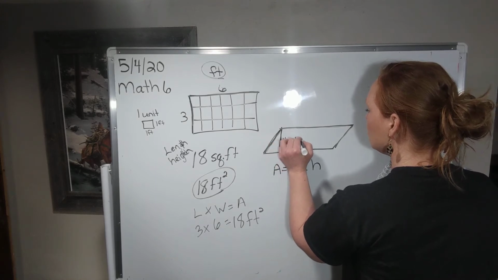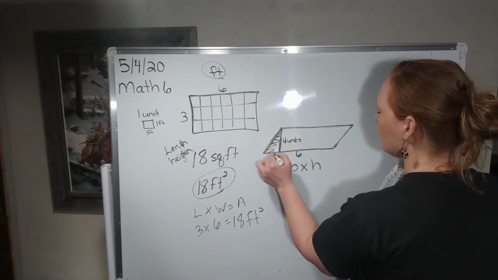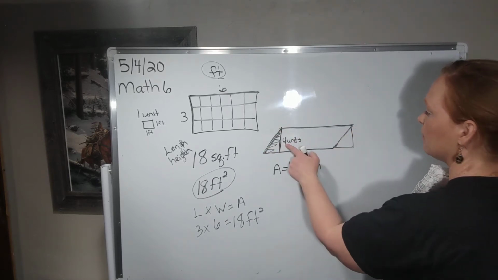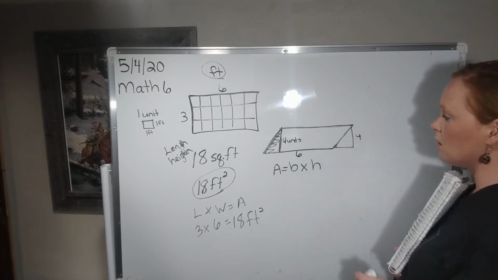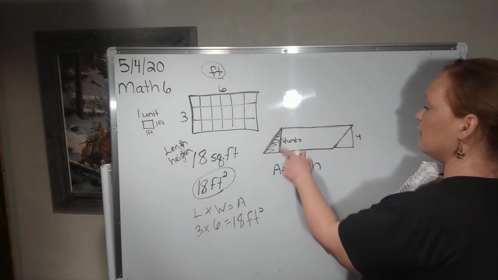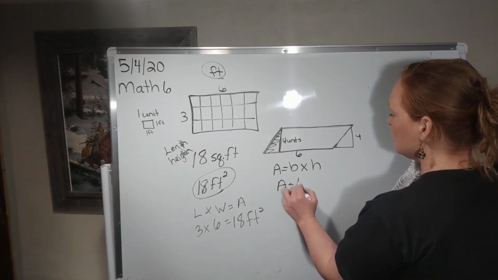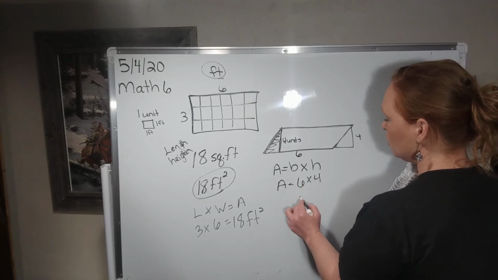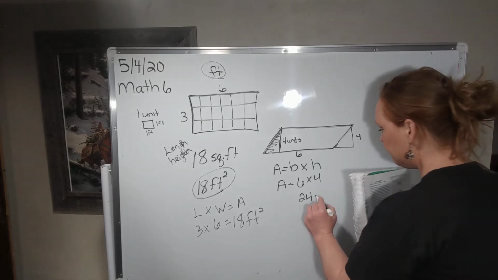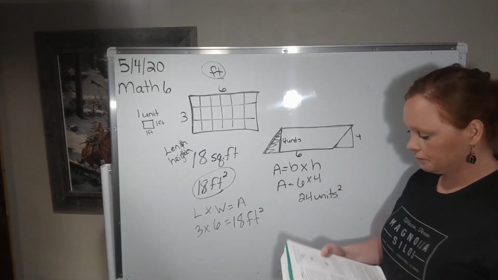Now, what you'll see that they did here is they took this triangle off and erased it, and then they moved it over here to make a perfect square so that you could see those 4 units are the width. But the area is the base times the real height of the parallelogram. So we would say the area equals 6 times 4, which equals 24 units squared. So we don't have a measurement, so we'd say units squared.